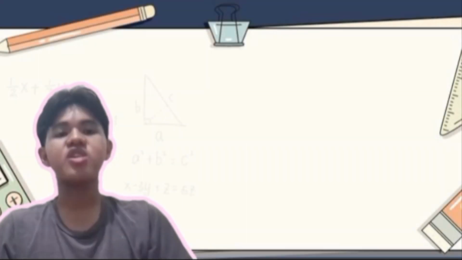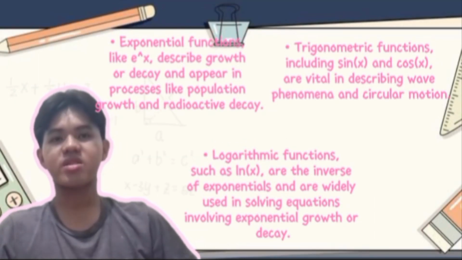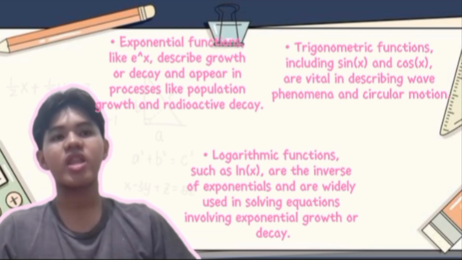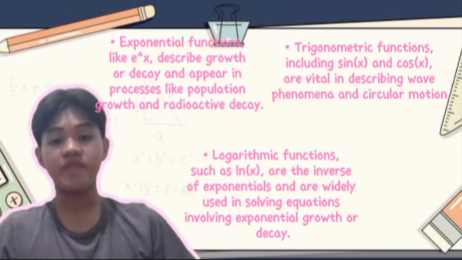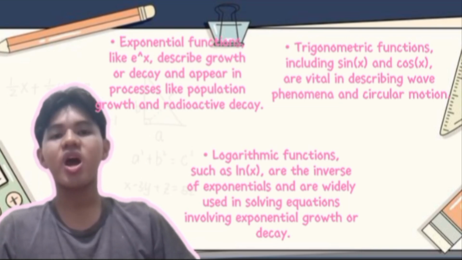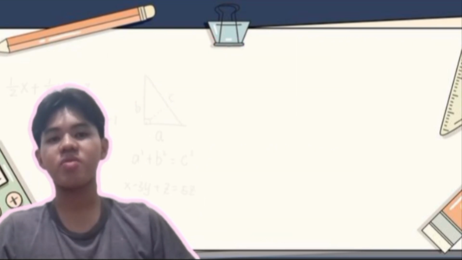Exponential functions, e raised to x, describe growth or decay and appear in processes like population growth and radioactive decay. Logarithmic functions, such as the natural logarithm, are the inverse of exponential functions and are widely used to solve equations involving exponential growth or decay. Trigonometric functions, including sin x and cos x, are useful for describing wave phenomena.